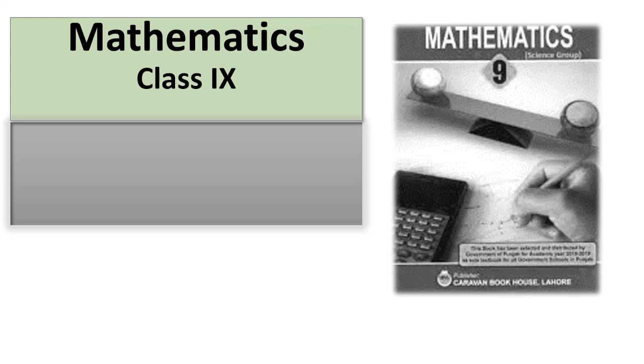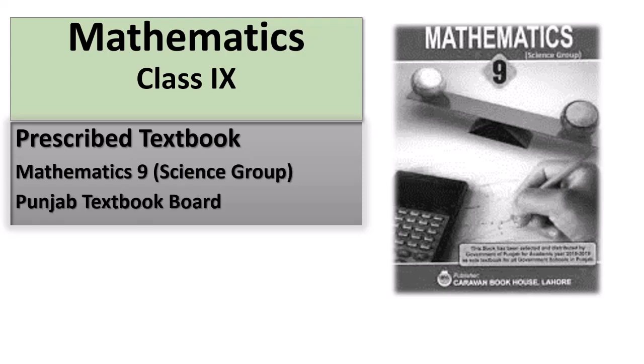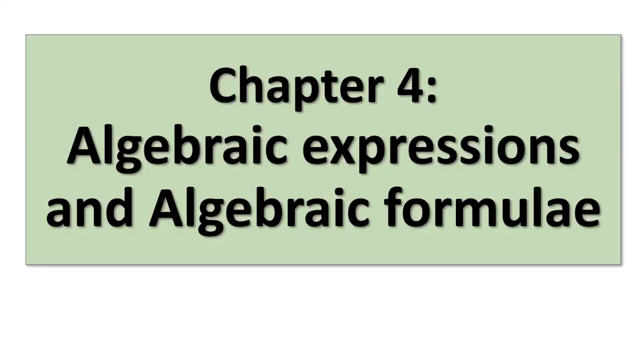Now let's start. This is the prescribed textbook. You can see the title of the book on the screen: Mathematics 9 Science Group, Punjab Textbook Board. Now we will start chapter number 4, algebraic expression and algebraic formula.